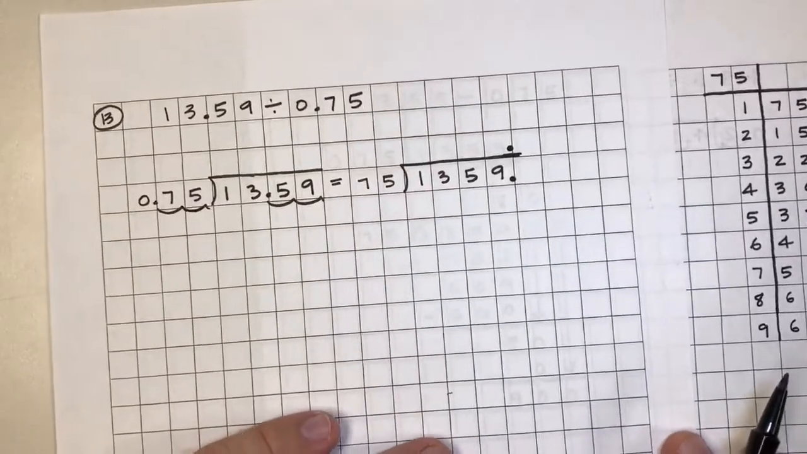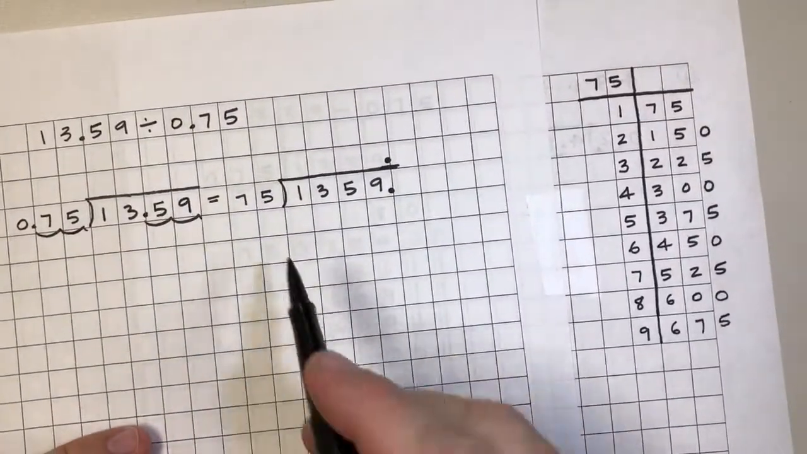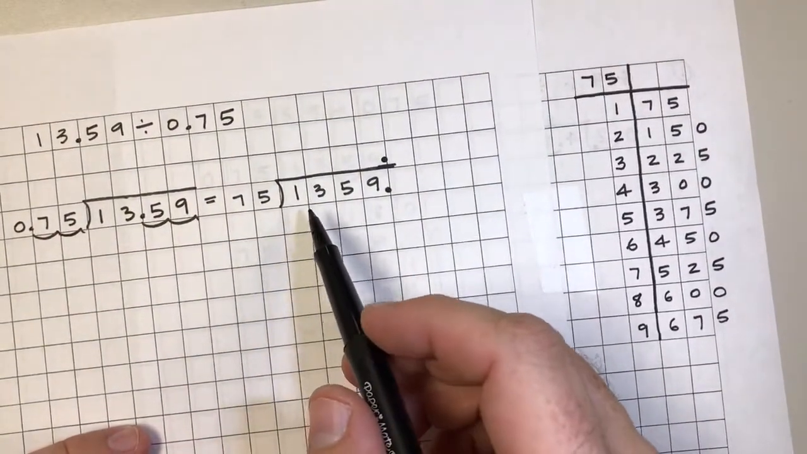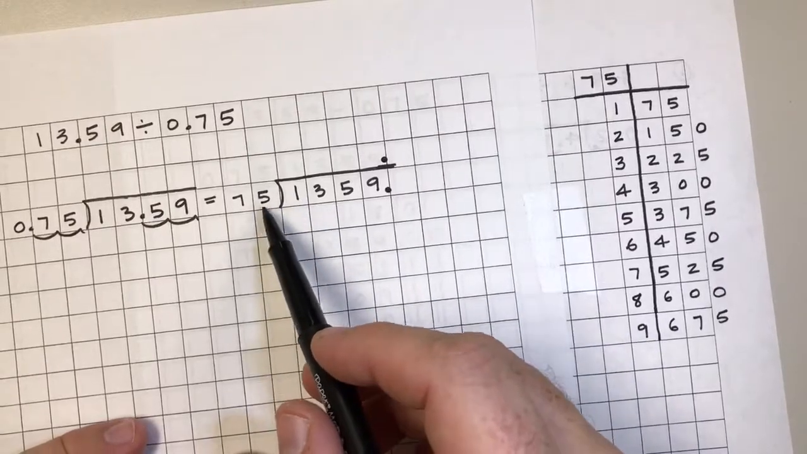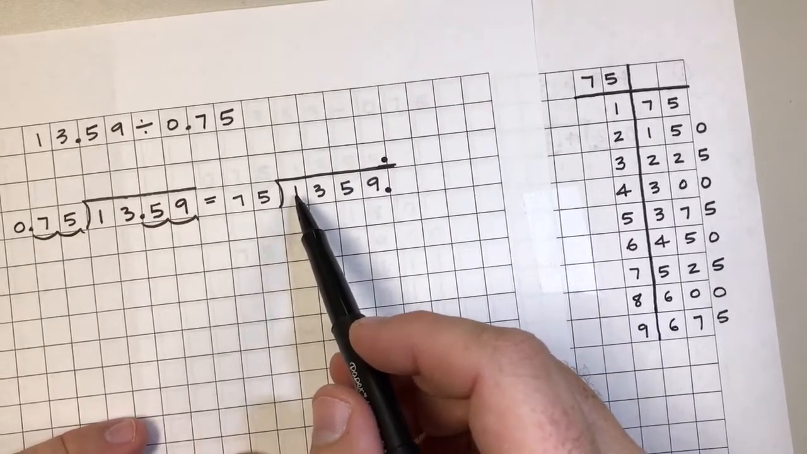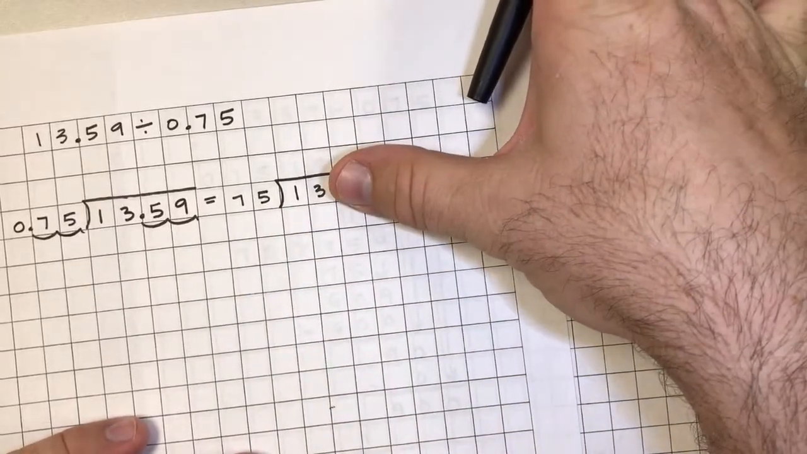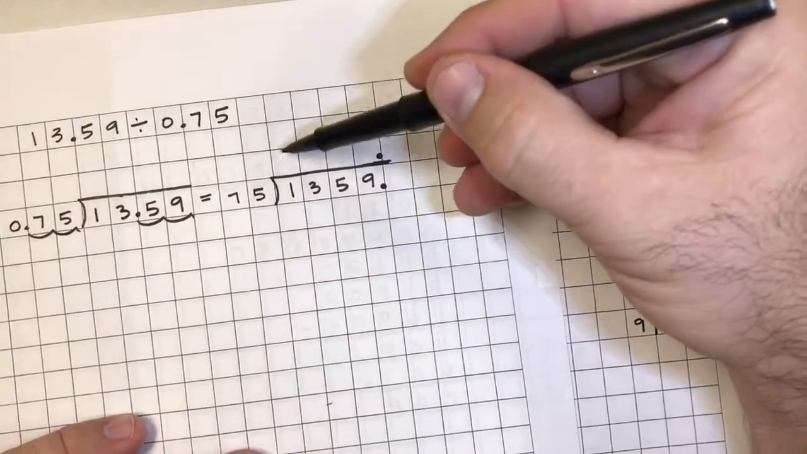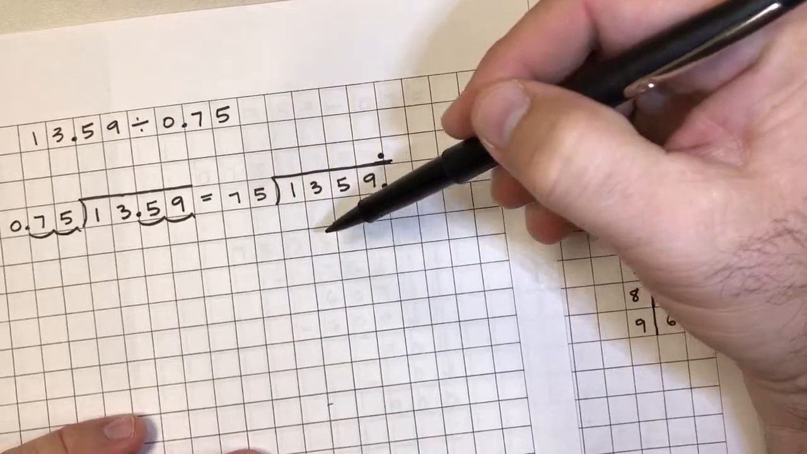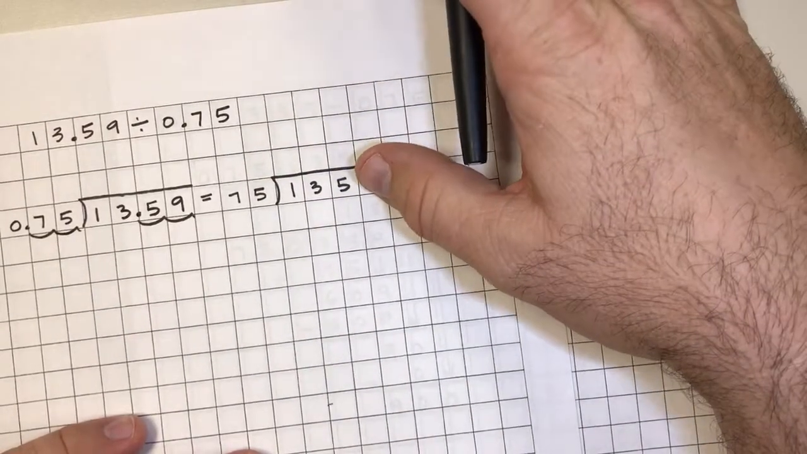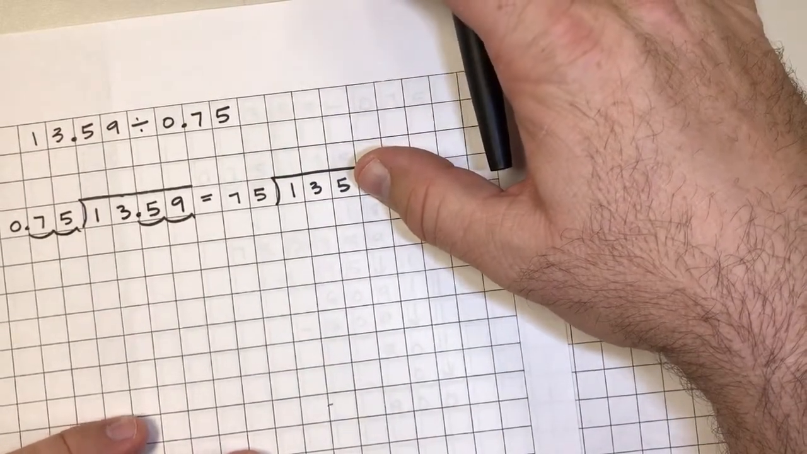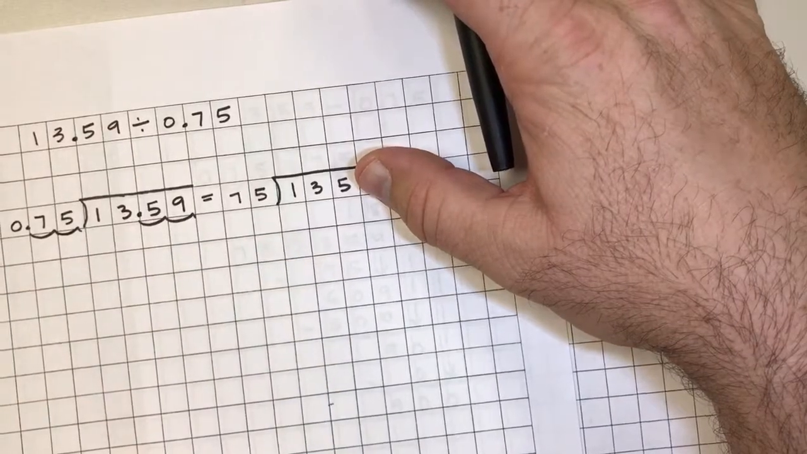So we're going to look at this and see if we can divide this now. We know that 75 can't go into 1. We know that 75 can't go into 13. We could put the 0 and do our multiplication and our subtraction, but it's going to end up getting us back to a number that we can use, which is going to be 135.